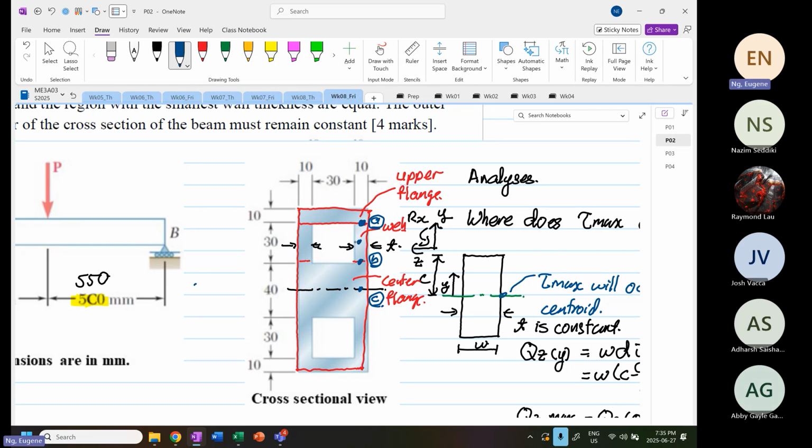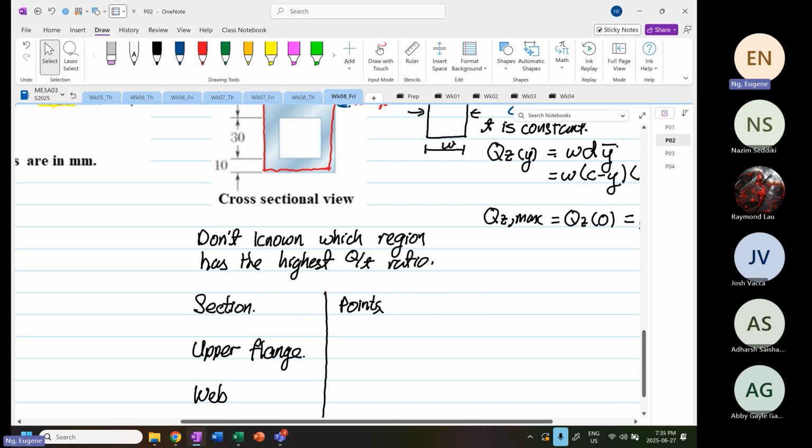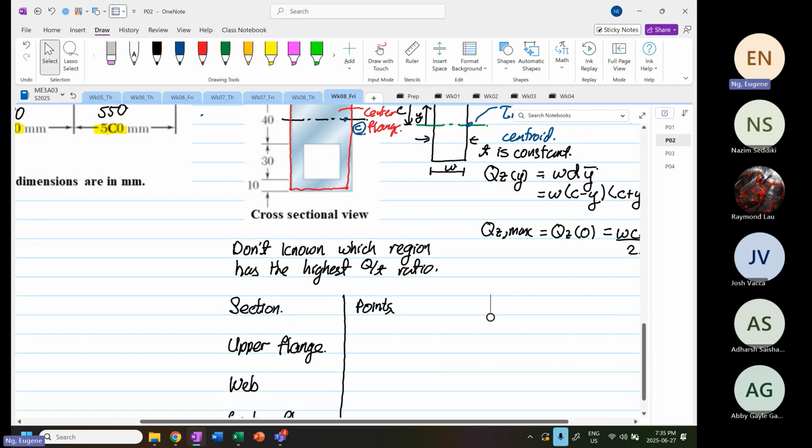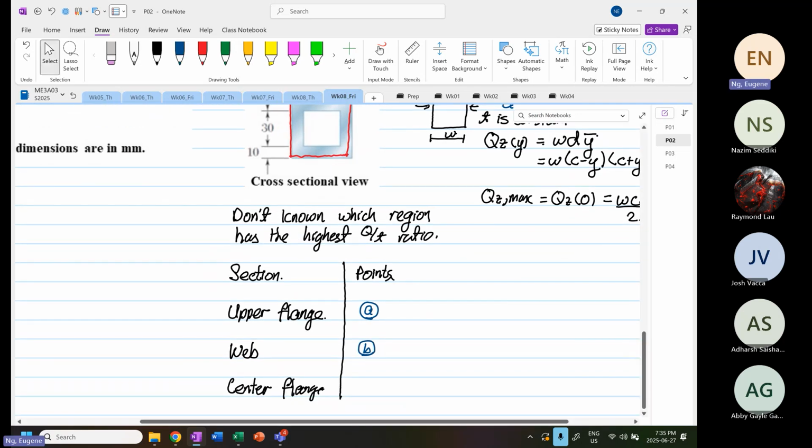So do not pick a point here called J. Okay, you're wasting your time. You're not maximizing your first moment of area based on a constant thickness. Okay. So now coming back to here. Based on points, we are going to look at point A, point B, and then we have point C.